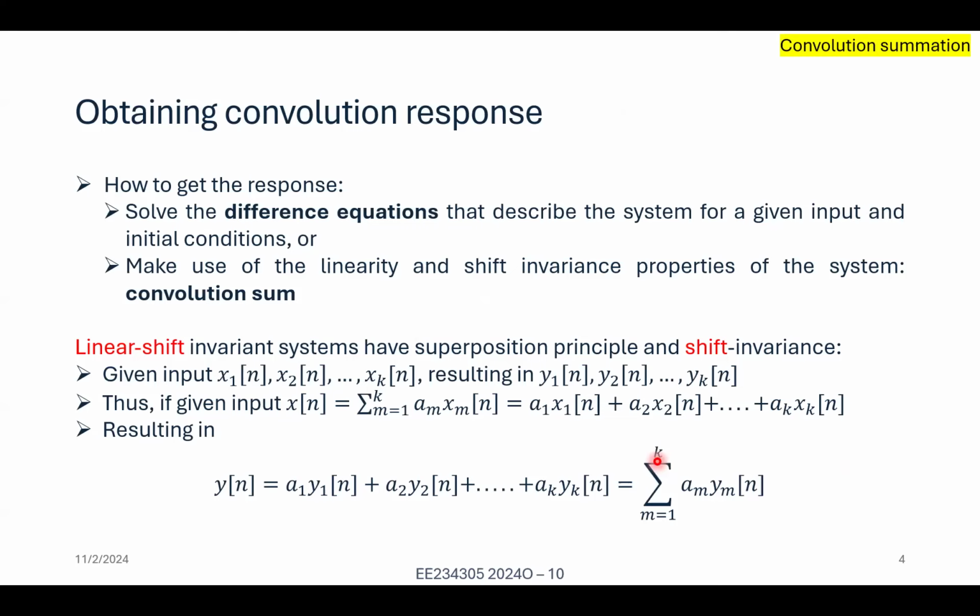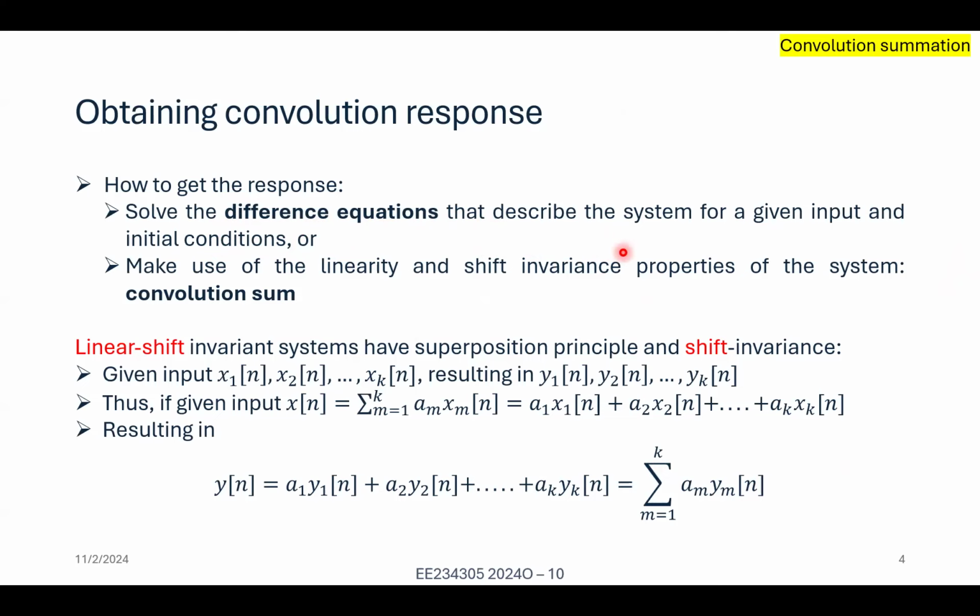Now the next step is to obtain the convolution response, and how to get the response is we first solve the difference equation. So now we refer to the equation not as a differential equation, but as a difference equation. We do not have differential. Of course, we have difference now.